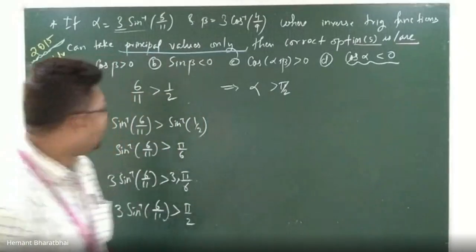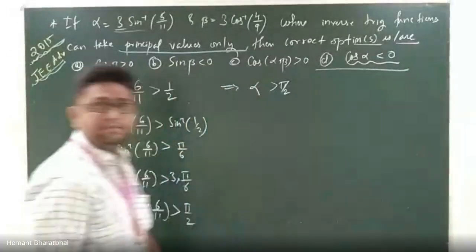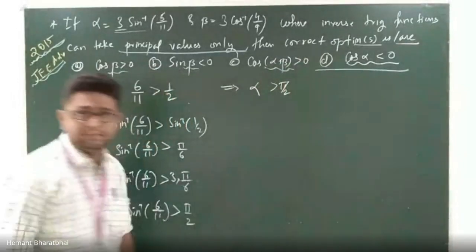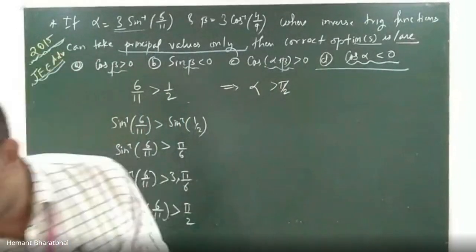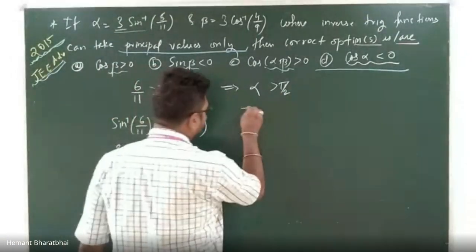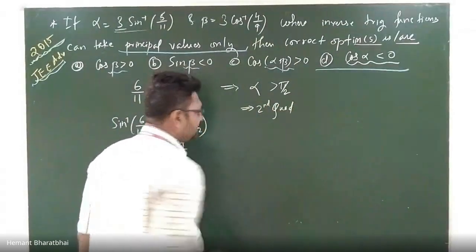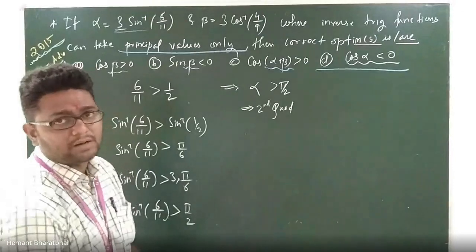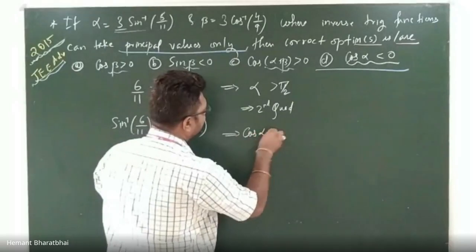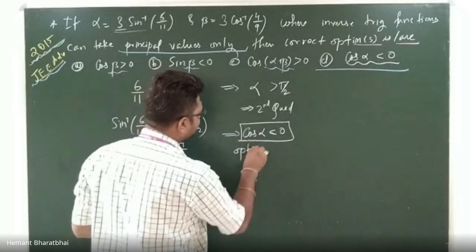But if you see, alpha options are only one. There is only one option which is related to alpha. All other options are related to beta. And here we have alpha plus beta. So I'm not going to check for the sine, and here I'm going to check for the cos. So if alpha is greater than pi by 2, it means it is in the second quadrant. In second quadrant, my cos is negative, and therefore it implies cos of alpha will be less than 0. So this gives me answer option D.